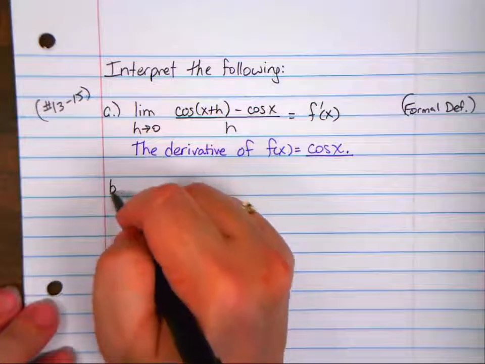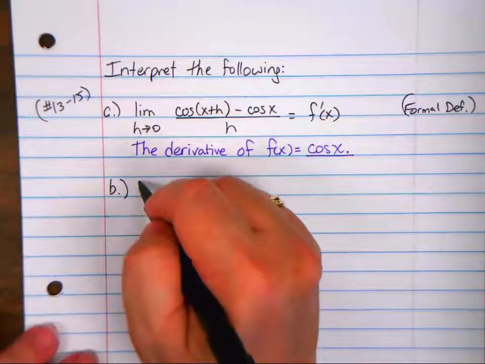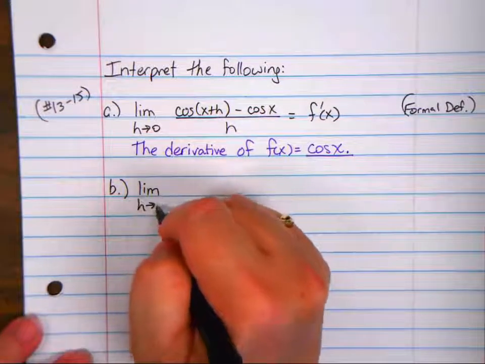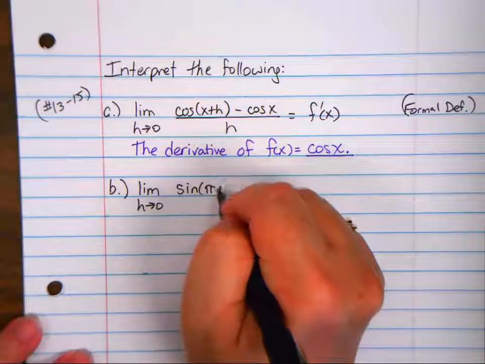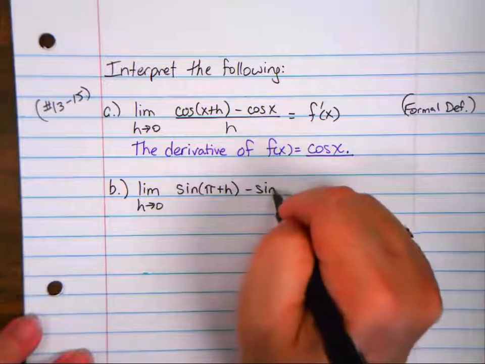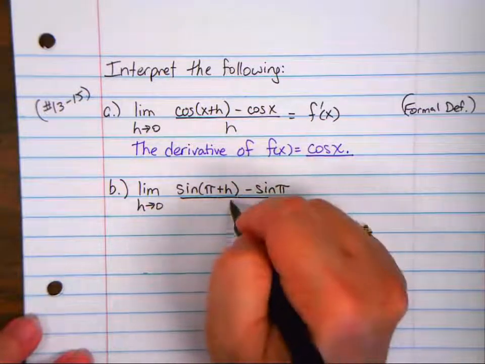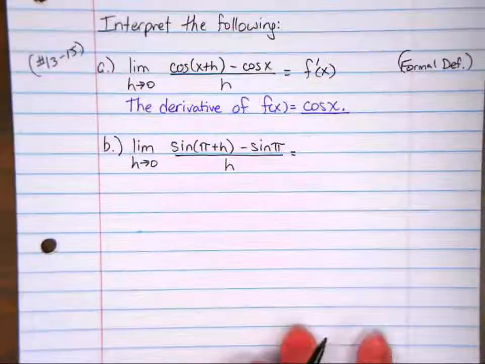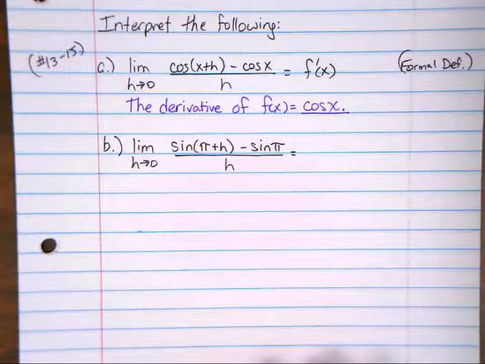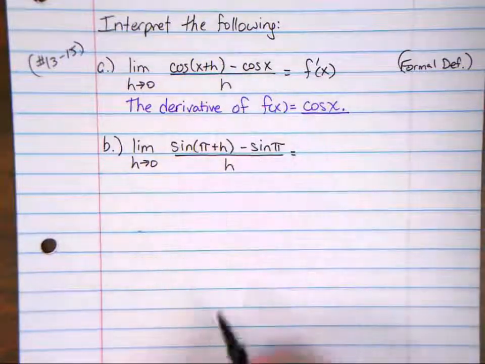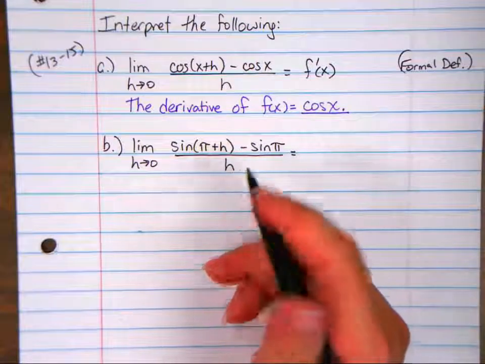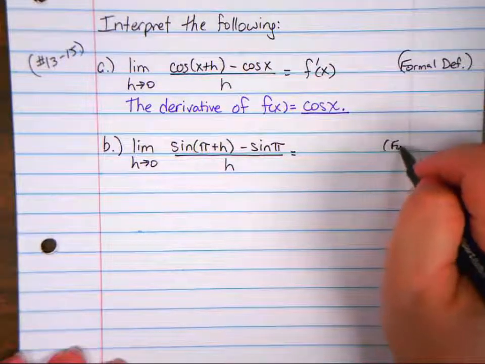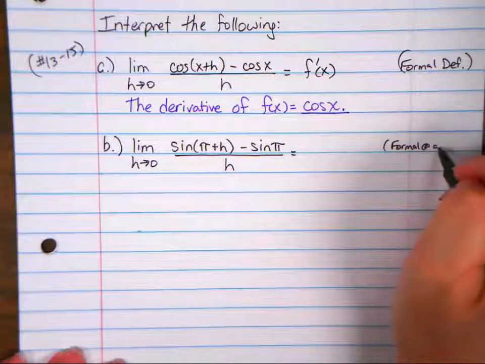Now, letter B, real quickly. Limit h approaches 0, sine of pi plus h minus sine of pi over h. This looks almost identical to that one. The only thing is, it doesn't have x's, it has pi's. So this one happens to be formal at a point. Formal at a point.